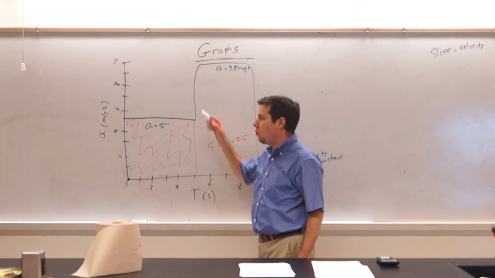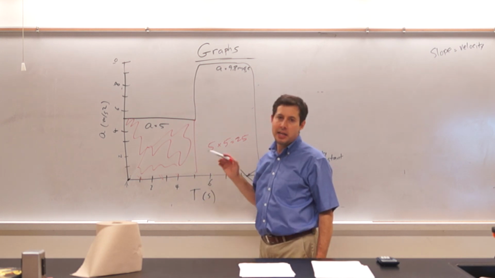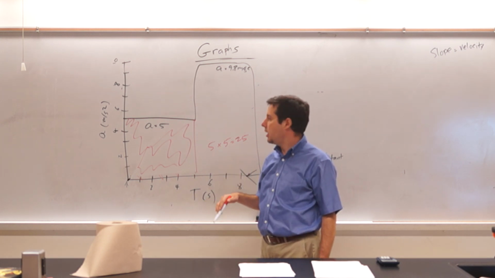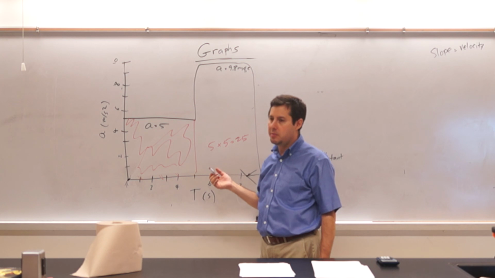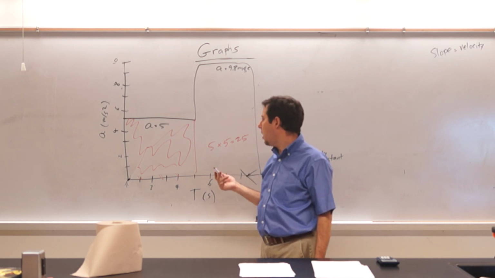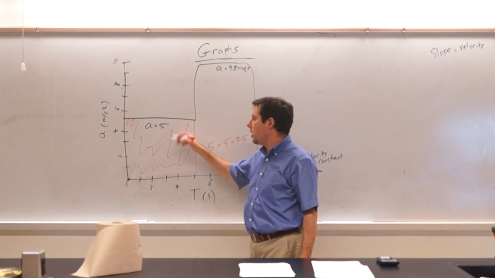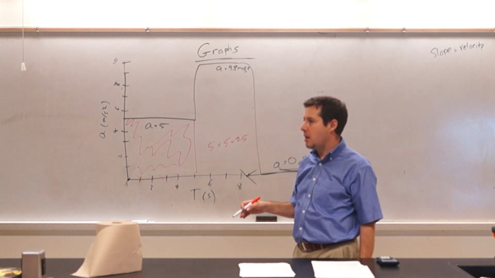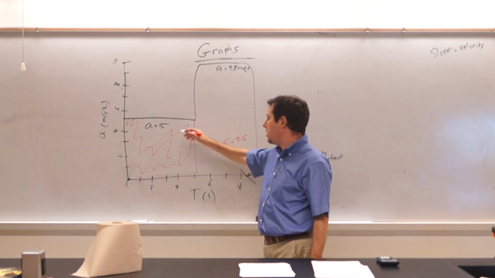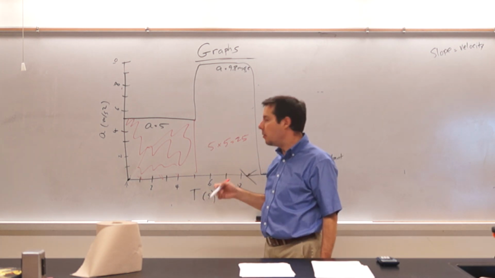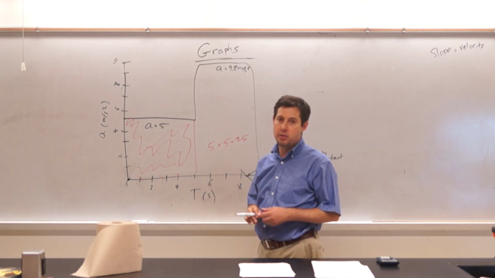So if you're curious to know where this comes from, there's a lot of calculus that relates acceleration to velocity to time to position, because you can integrate this acceleration versus time graph and you end up getting a velocity from it just by integrating that area underneath it.